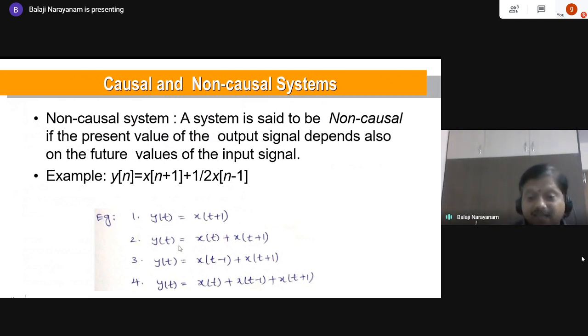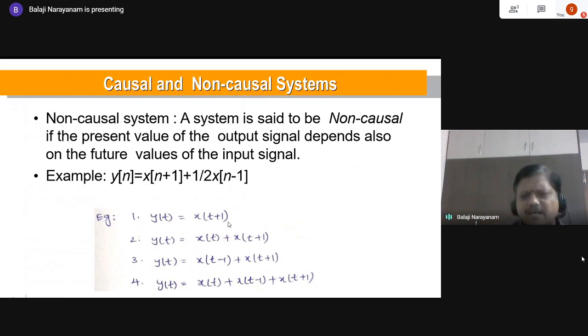Now let us take the other example. Y of t is equal to x of t plus x of t plus 1. Again, here is a clear case where the output depends on the future values. Here this term indicates the past input value, whereas x of t plus 1 indicates the future input value. Again, you have an equation. X of t is a present input value, x of t minus 1 is a past input value, and x of t plus 1 is a future input value.